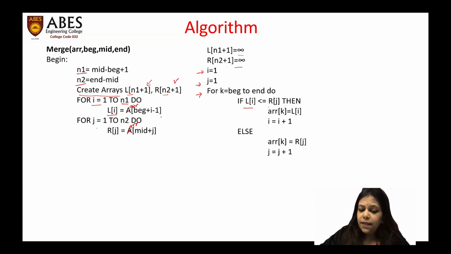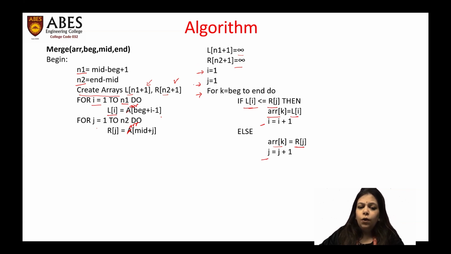in L is less than or equal to the element stored at the jth index in R. If it is, then we have to store L[i] into ARR[k], and we have to increment the value of i. Otherwise, we have to store the value of R[j] into ARR[k], and we have to increment the value of j, right? So this was the merge process.